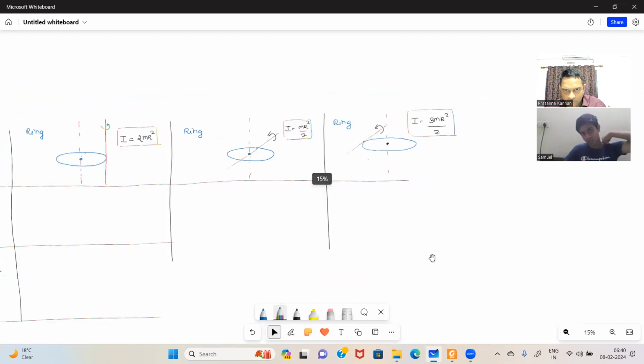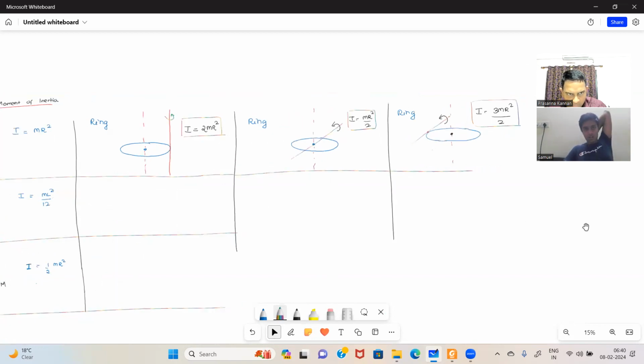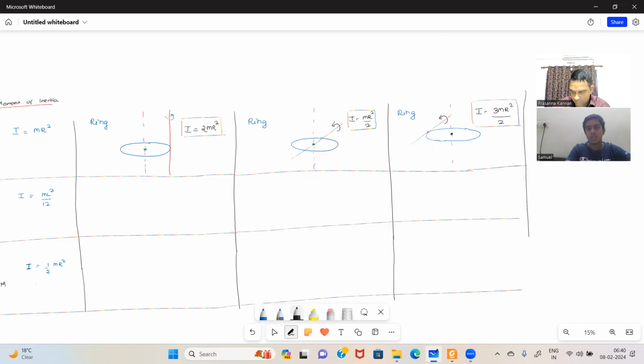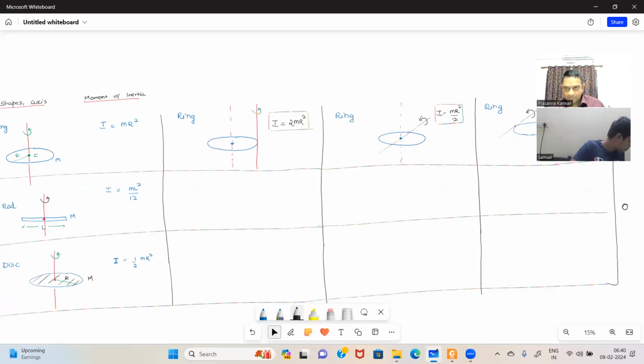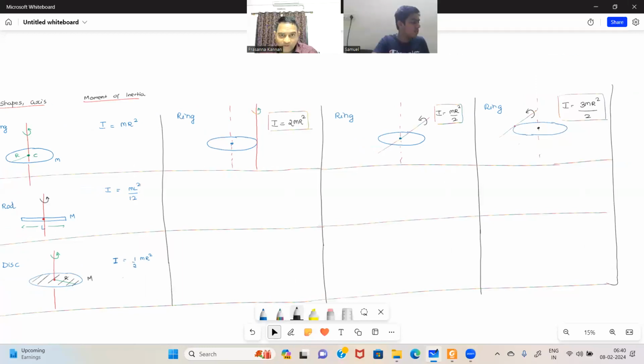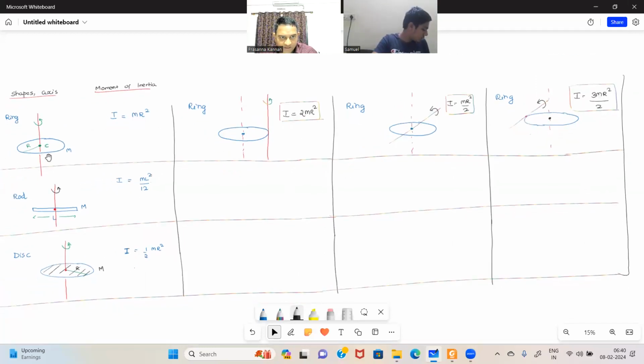These are the 4 cases for Ring. Clear? Yes. Usually questions will circle around these 4 cases. Clear, right? If nothing is told about the axis, then it means it is the first one, the standard one. Okay. Next, we will look at similar ones for rod as well.